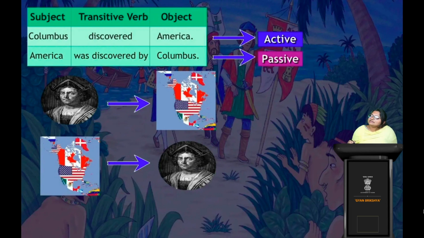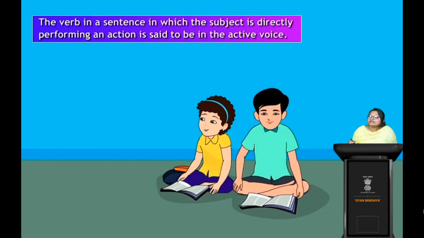Now, the verb in a sentence in which the subject is directly performing an action is said to be the active voice. So what is active voice? The verb in a sentence in which the subject is directly performing an action, where the subject is directly involved. Columbus discovered America: the subject is directly involved in the action, that is the discovery. It is called active voice.